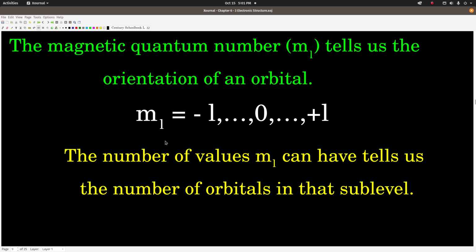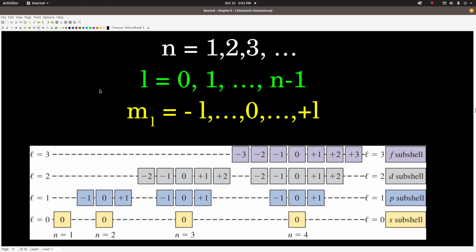Now, the important thing about m sub L for us, guys, is that the number of values that m sub L can have tells us how many orbitals there are in that sublevel. And we're going to go through all the permutations here in just one moment. I've rewritten the rules for what values these three quantum numbers can have for you up here at the top. Don't worry about m sub s right now. We'll get to that in a minute.